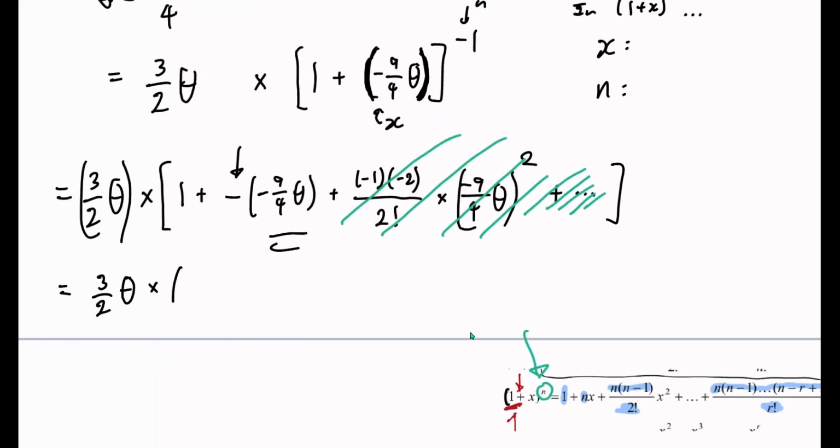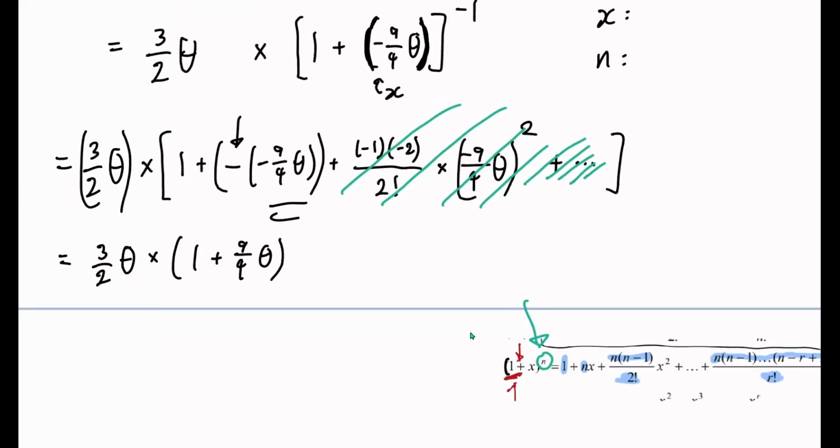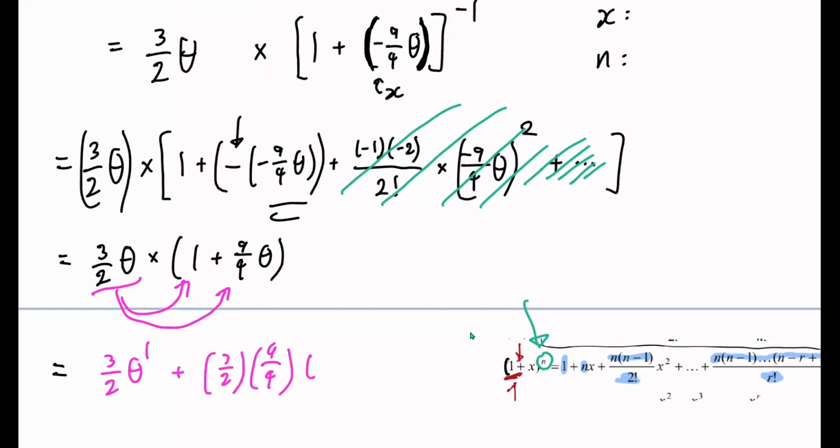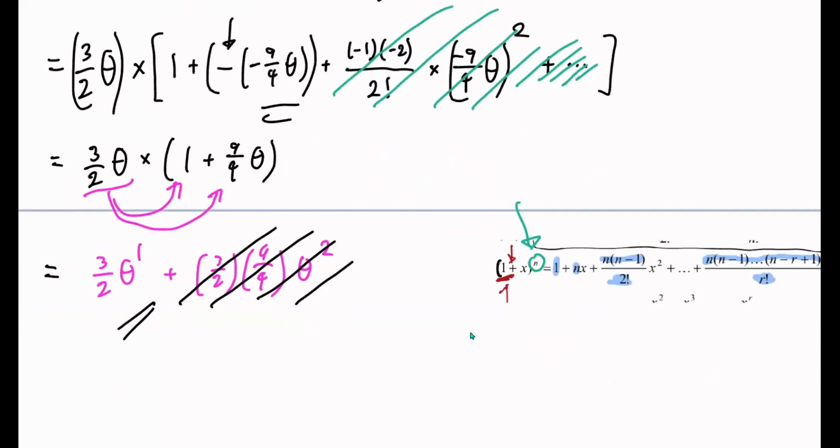3/2 theta multiplied by 1 minus becomes a plus 9/4 theta. Okay, then if we want the linear expression, you see 3/2 theta multiplied by 1 gives me 3/2 theta, power 1. 3/2 theta multiplied by this other term gives me some coefficient times theta squared. But you want linear, so that means this term can also be gotten rid of. The answer is just 3/2 theta.